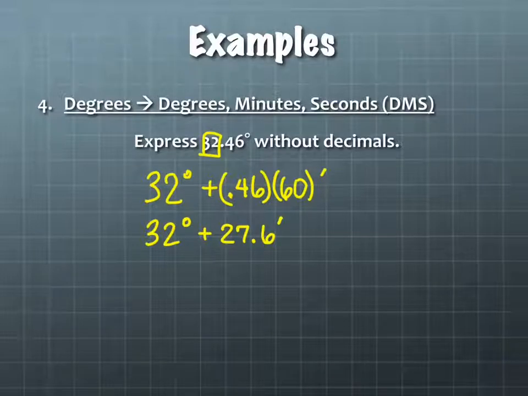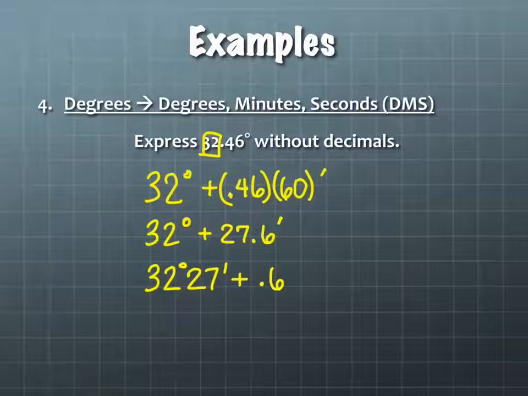But we've still got a decimal point, the 0.6. All right, so now I've got 32 degrees, and I've got 27 minutes. And the last piece is the 0.6. How many seconds are in a minute? It's not a trick question, I promise. 60. Yeah, there are 60 seconds in a minute. So we're going to multiply the 0.6 one more time by 60. We're turning minutes, 0.6 minutes, into seconds.